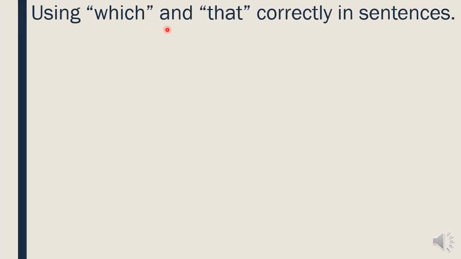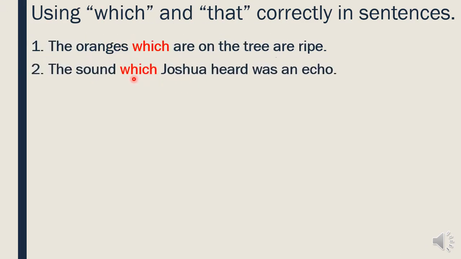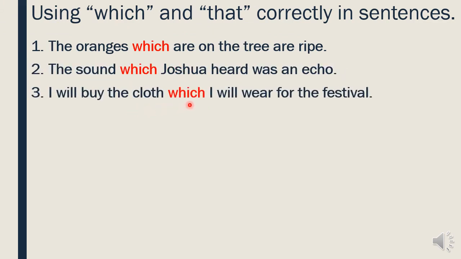Using which and that correctly in sentences. The oranges which are on the tree are ripe. Maybe you jump into the group or you run into the house and shout, Mom, the oranges are ripe. Which oranges? The oranges which are on the tree are ripe. The sound which Joshua heard was an echo. I will buy the clothes which I will wear for the festival. This is us using which correctly in sentences.